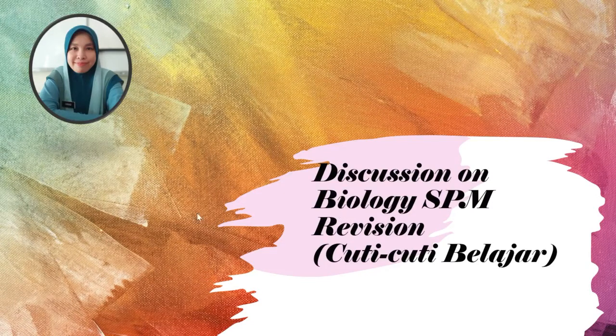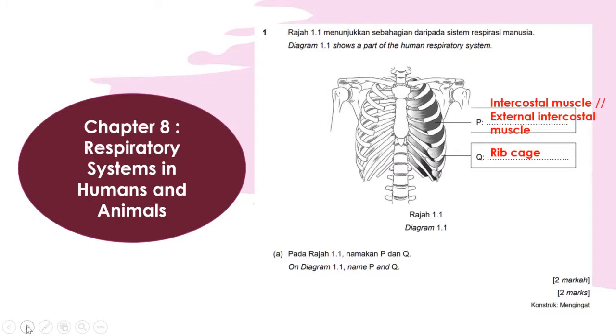Alright, for today we are going to continue our discussion on the biology SPM revision on cuti belajar. Right, so for today we move to chapter 8, respiratory systems in humans and animals. Okay, so please take out your handout and check with me. Okay, we go to question number 1.